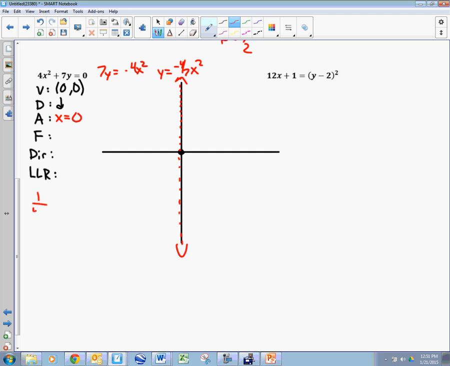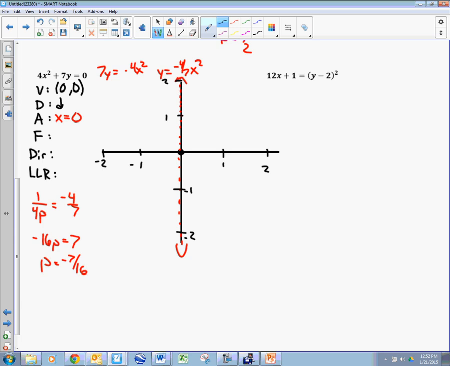1 over 4p is equal to a, which is negative 4 over 7. Negative 16p is equal to 7, so p is negative 7/16. So it's vertical. Instead of going up 7/16, I go down 7/16. I'm going to start to make my graph here. Okay, there we have it.